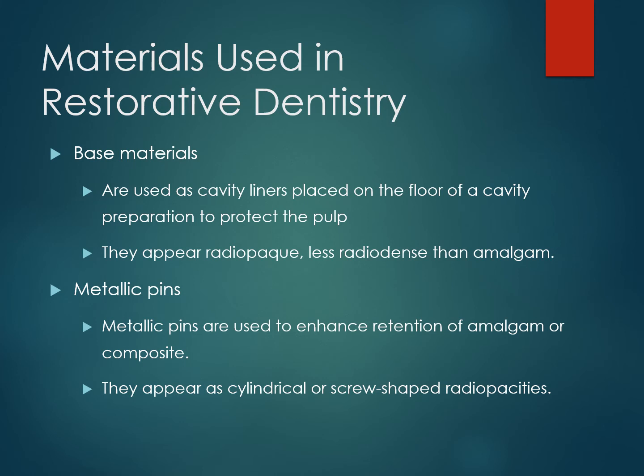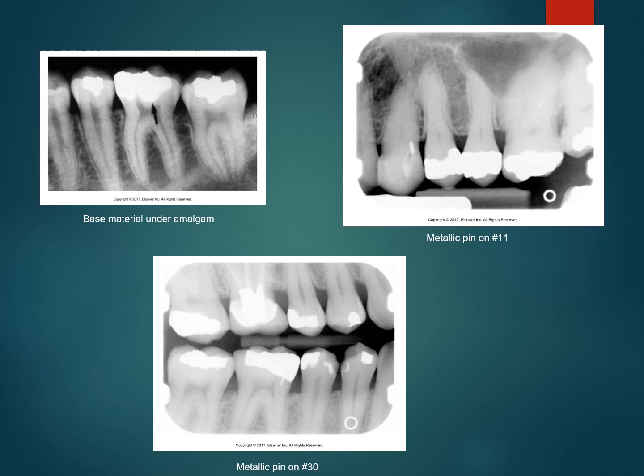Don't get that confused. And then metallic pins are often used underneath amalgam fillings or even composite fillings, and they're just there to enhance retention or help to hold that filling in place a little bit better. They can appear as cylindrical or screw shaped, depending on what they are. But they're also radiopaque.